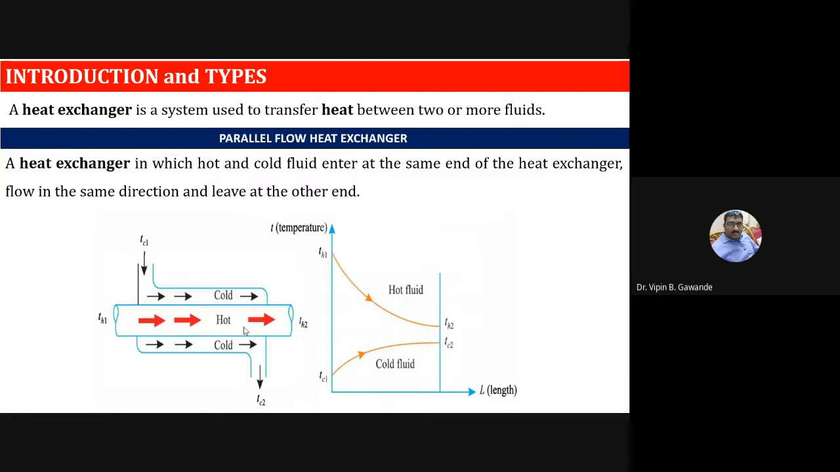Now for the hot fluid, TH1 is the entry temperature, the higher temperature here. During the flow, the hot fluid rejects its heat to the cold fluid, and its temperature decreases to TH2. So there is a decreasing trend in the temperature graph for the hot fluid. TH1 and TH2 are the temperatures for the hot fluid, and TC1 and TC2 denote the temperatures for the cold fluid.